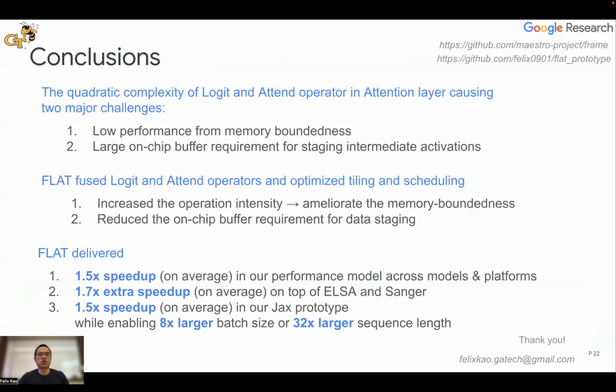Conclusion. The quadratic complexity of the logit 10 operation in the attention layer causes 2 major issues. First is low performance because of memory boundedness. The second is large on-chip buffer requirement. Flat fuses the logit 10 operation and optimizes the tiling and scheduling, which increases operational intensity and reduces the on-chip buffer requirement. Overall, flat delivers 1.5 times speedup in our performance model across different models and platforms, and 1.7 times extra speedup on top of the benefit of ELSA and Senga, and 1.5 times speedup over the baseline in our JAX prototype, while also enabling 8 times larger batch size or 32 times longer sequence length. Thank you.